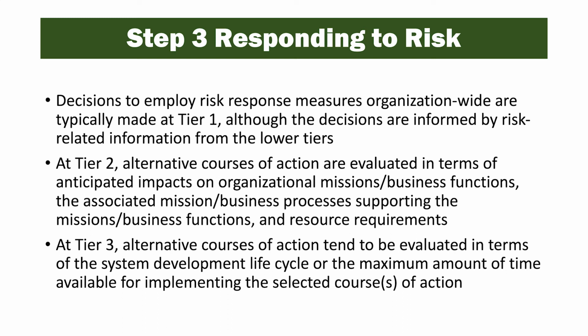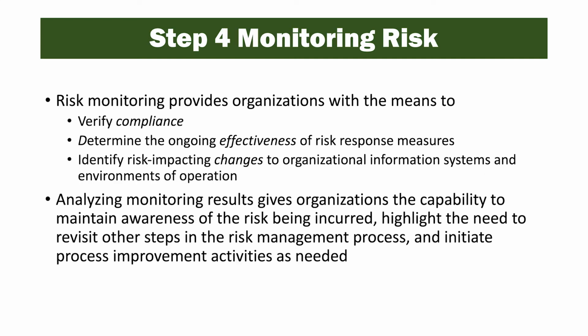At Tier 2, alternative courses of action are evaluated in terms of anticipated impacts on organizational mission or business functions and the associated mission and business processes supporting the mission or business functions and related requirements. At Tier 3, alternative courses of action tend to be evaluated in terms of the system development lifecycle or maximum amount of time available for implementing the selected courses of action. The final step in our process is step 4, or monitoring this risk.